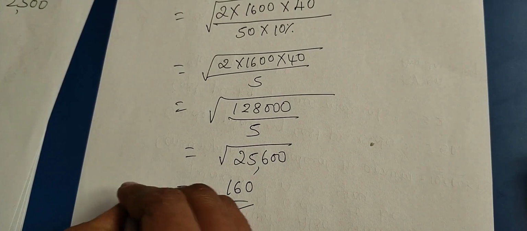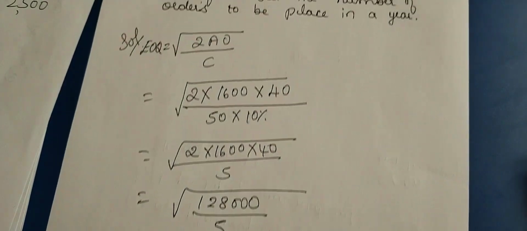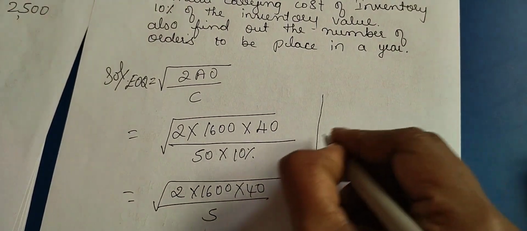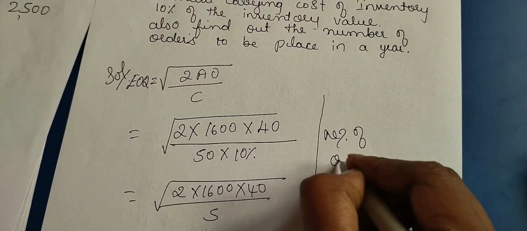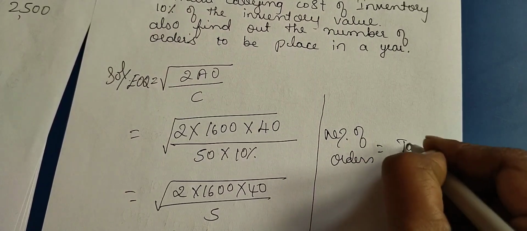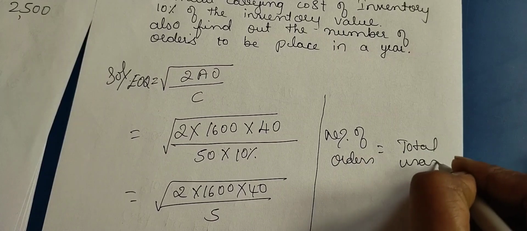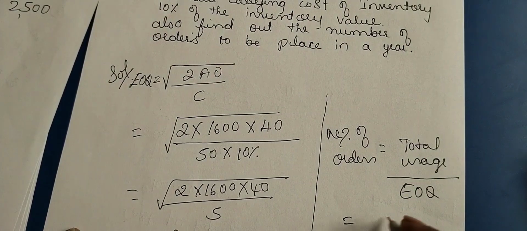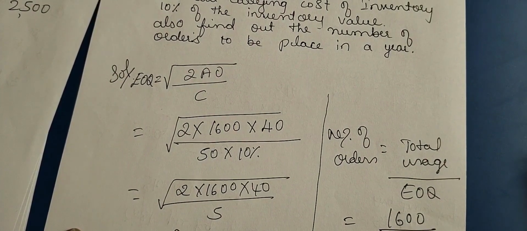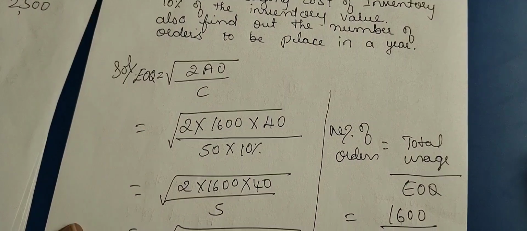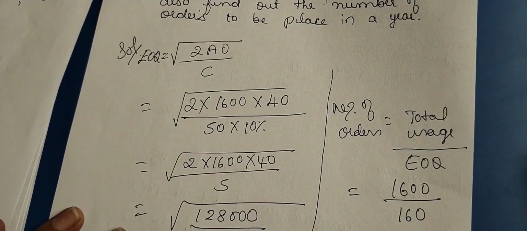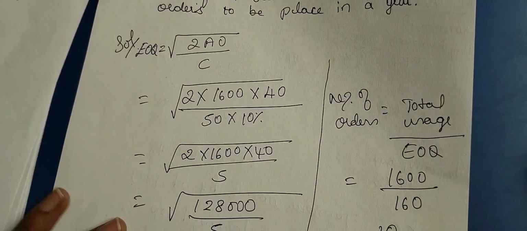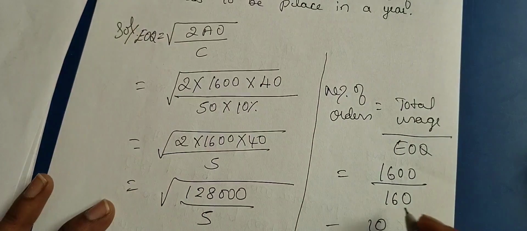Your EOQ is 160. Now we need to calculate the number of orders also. So how are we calculating the number of orders? The number of orders is equal to total usage or annual usage by EOQ. Annual usage is 1600 units by 160. How many orders can we place? 1600 by 160 is 10 orders in a year.